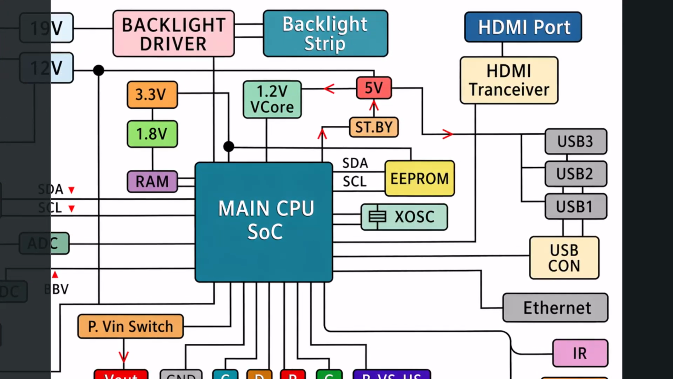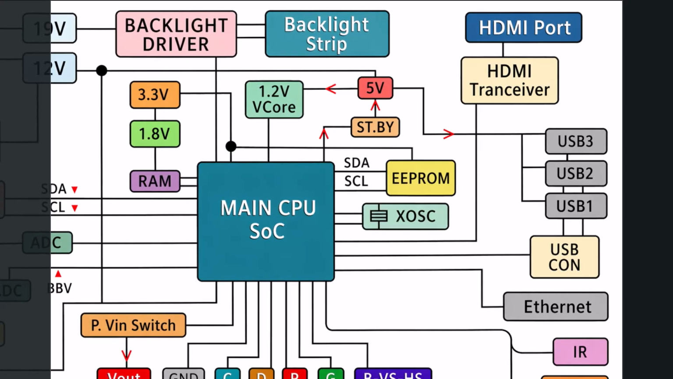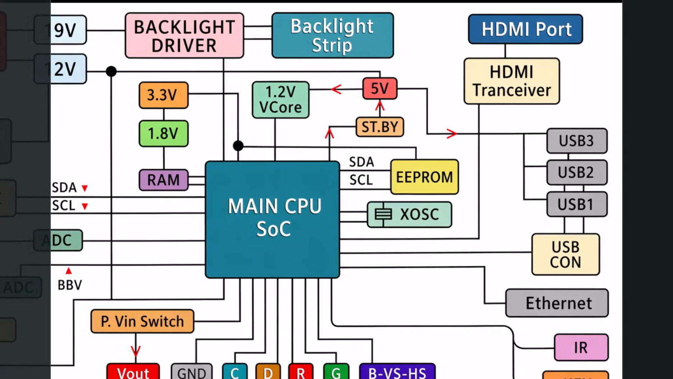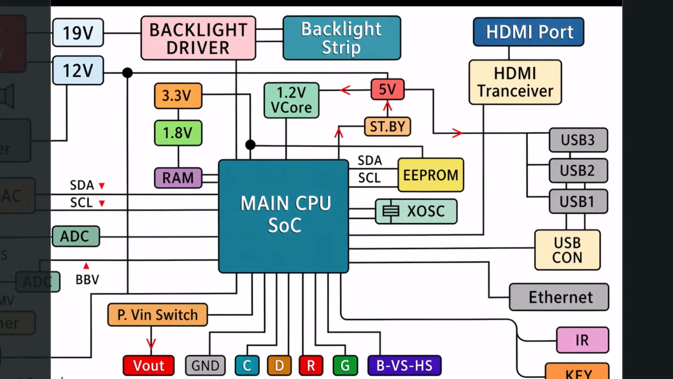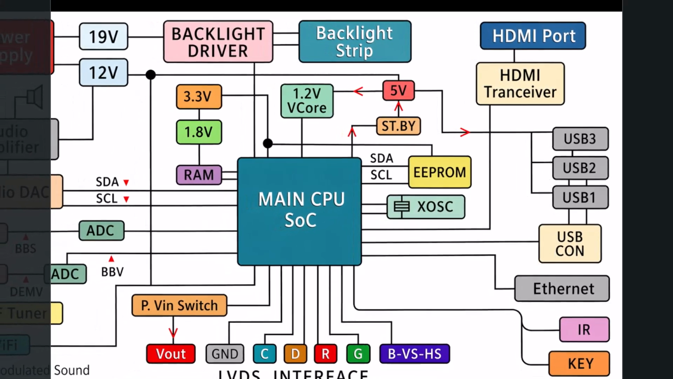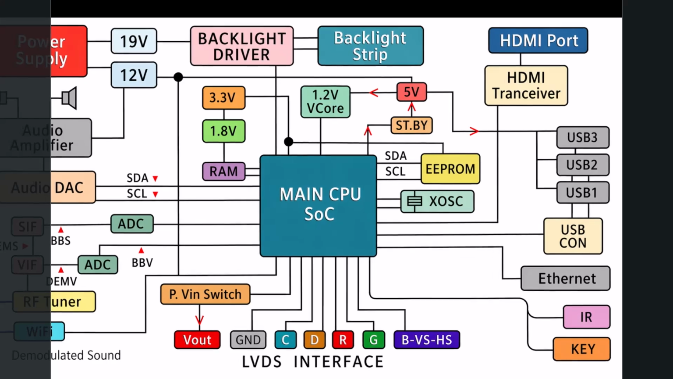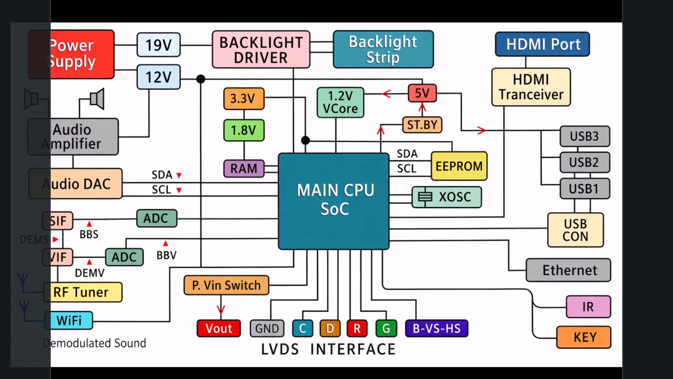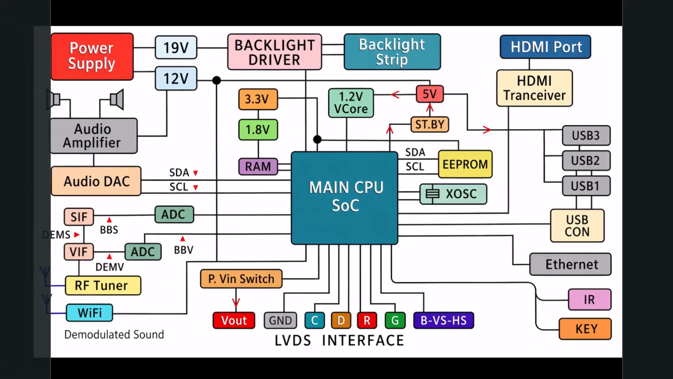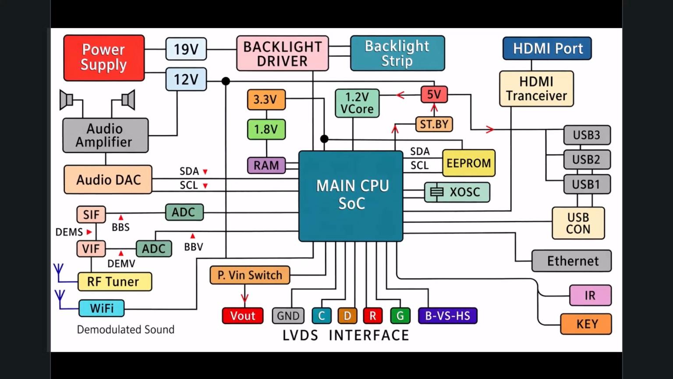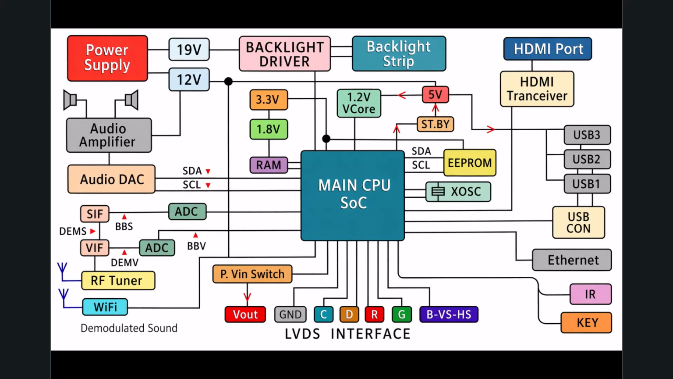We also have a USB hub connecting USB 1, 2, and 3 through a central USB controller to the main processor, allowing users to plug in flash drives, external hard drives, or peripherals. For internet connectivity, which is absolutely crucial for modern smart TVs, the board is equipped with both a wired Ethernet port and a wireless Wi-Fi module.